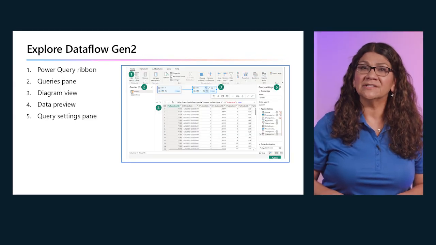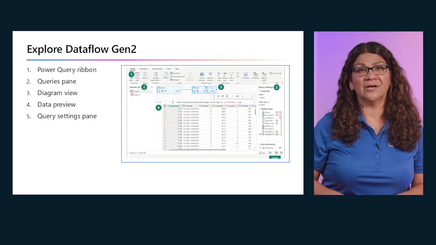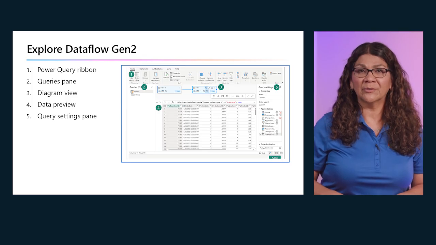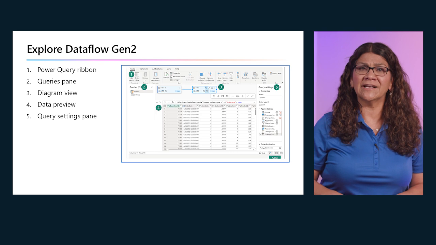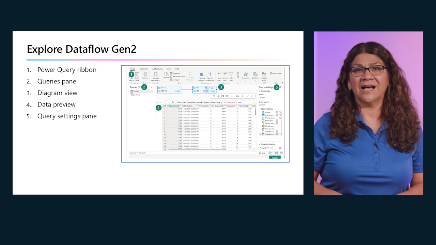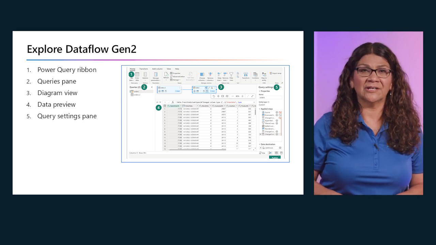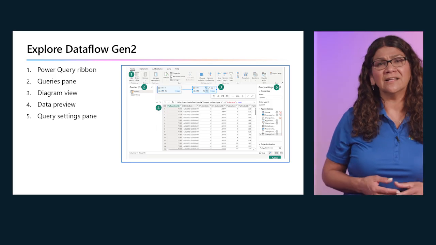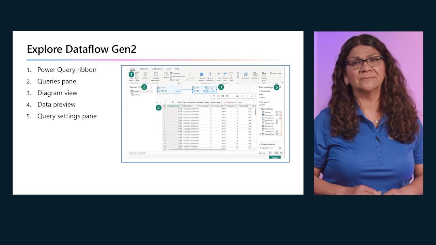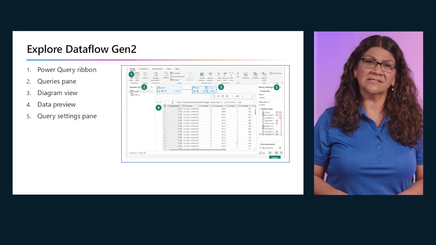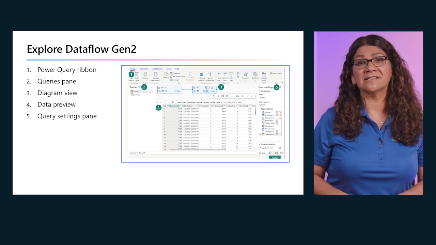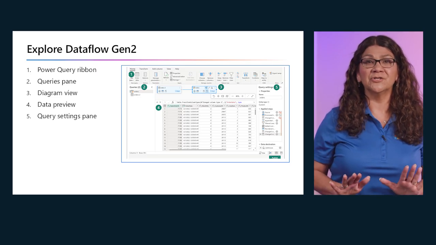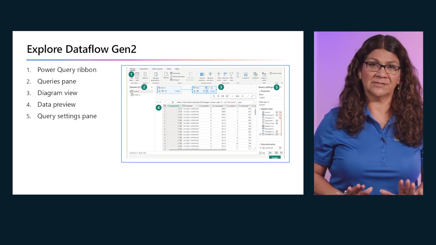Now let's explore Dataflow Gen 2. Please note, number 1, Power Query Ribbon. Dataflow Gen 2 supports a wide variety of data source connectors. Common sources include cloud and on-premise relational databases like SQL, Excel, or flat files, SharePoint, Salesforce, Spark, Fabric Lakehouses, and more. Then there's numerous data transformations possible.